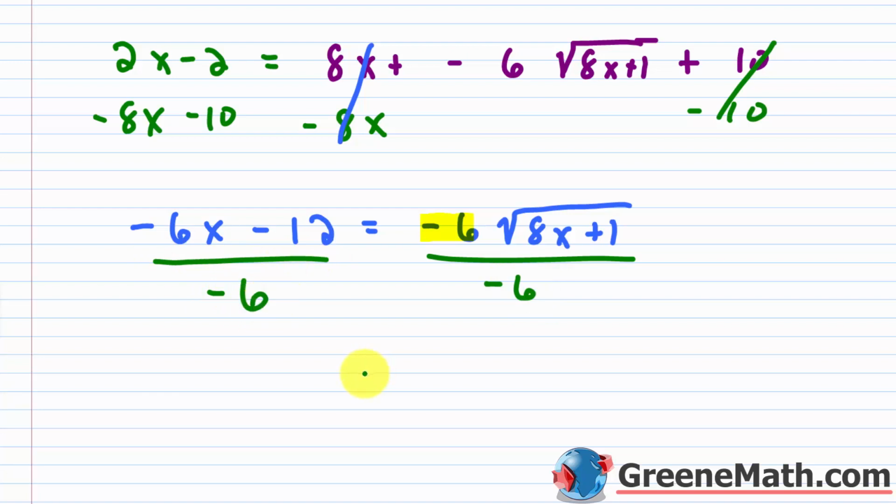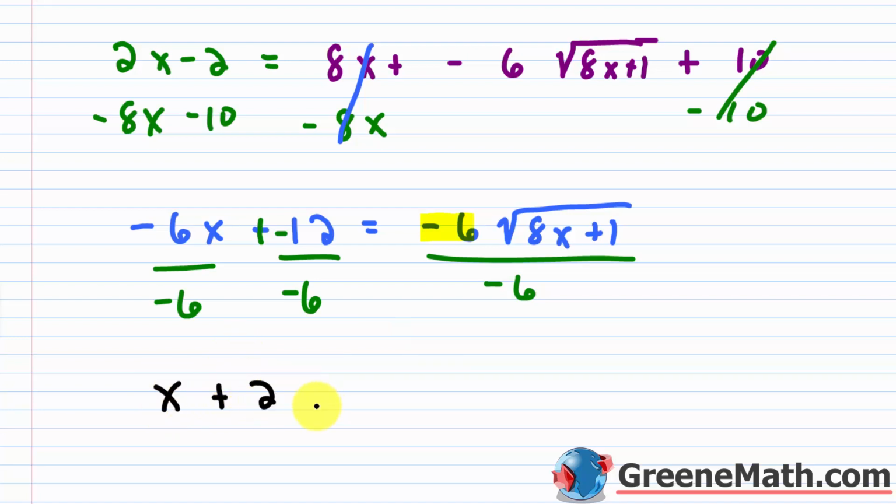All right. So we know that if we divide like this, we can split this up and say this is negative 6x over negative 6, and I could say plus negative 12 over negative 6, just to make that a little simpler. So on the left-hand side, I would have x and then plus 2, right? Negative 12 over negative 6 is 2. And this is equal to, this cancels, so I just have my square root of 8x plus 1.